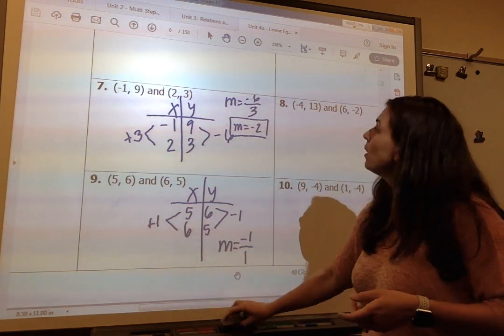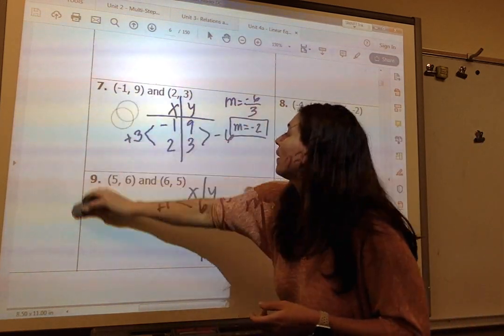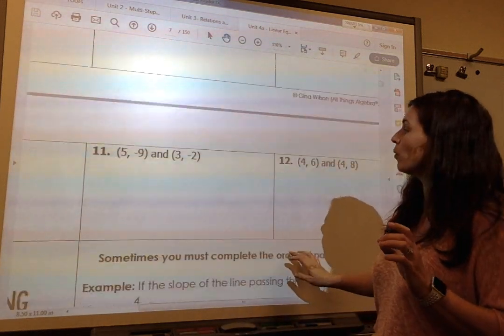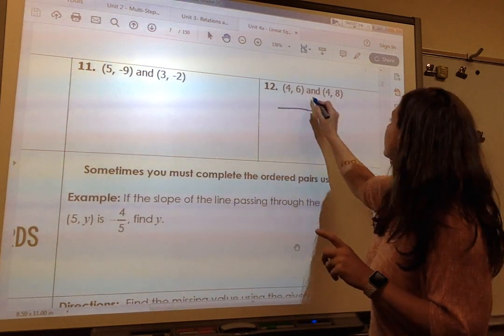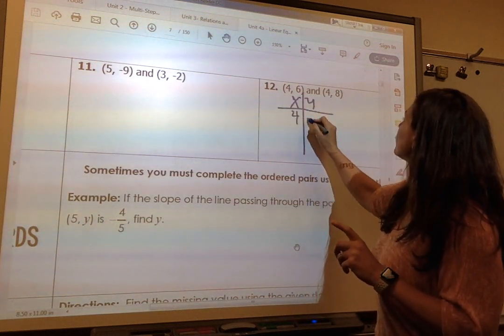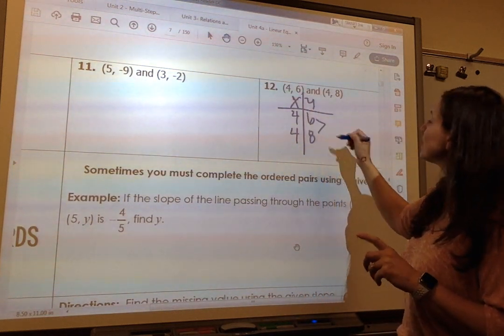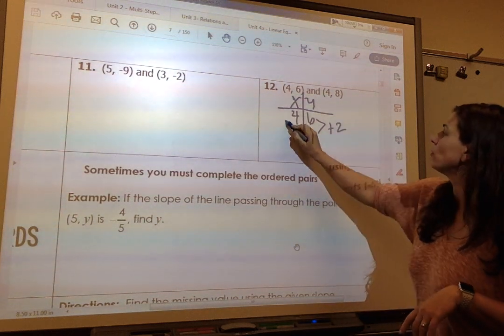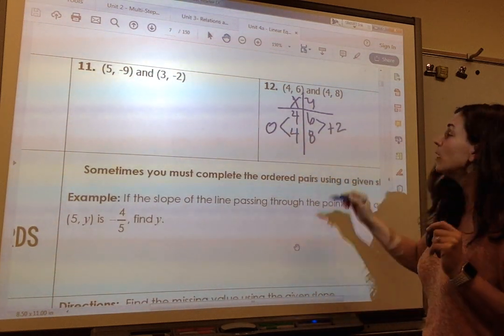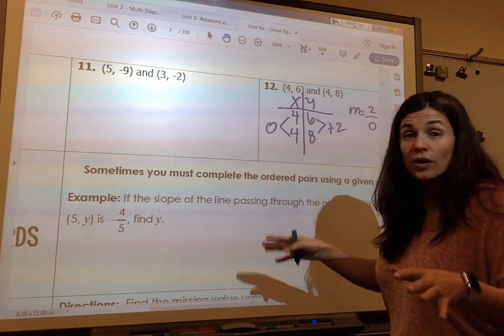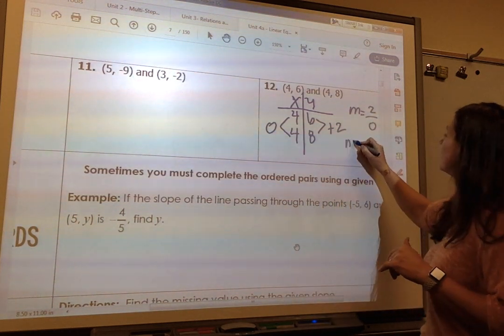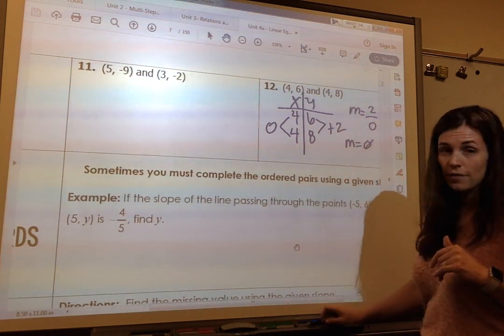All right, so there's a few examples of how to find slope from 2 coordinate points. Let's look at number 12 real quick. Here's what I want you to see. If you have 4, 6, and 4, 8, how do you get from 6 to 8? You add 2. How do you get from 4 to 4? It's 0. So here you have 2/0. Can you divide by 0? You cannot. So this one is undefined, okay?